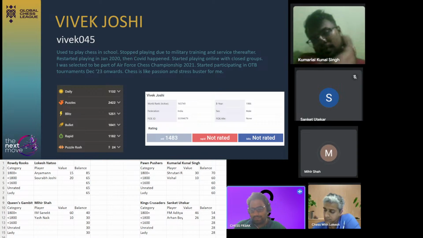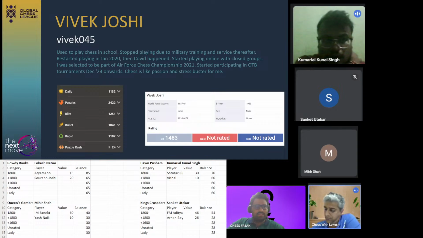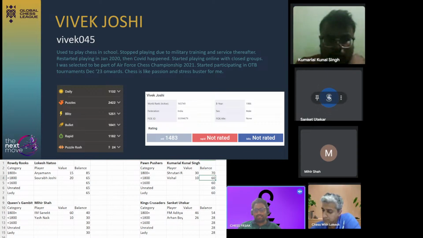Do I see an opening bid for Vivek Joshi? I am asking 5 points. I am asking 5 points for Vivek Joshi, an opening bid. 6. 6 points. Sanket starts the bid. 6 points for Vivek Joshi by the Kings Crusaders. We have an opening bid for Vivek. Vivek Joshi, 6 points. Do we see any other teams interested? Rowdy Rooks, Pawn Pushers, Queen's Gambit. 7. 7. 7 points, Pawn Pushers for Vivek Joshi.